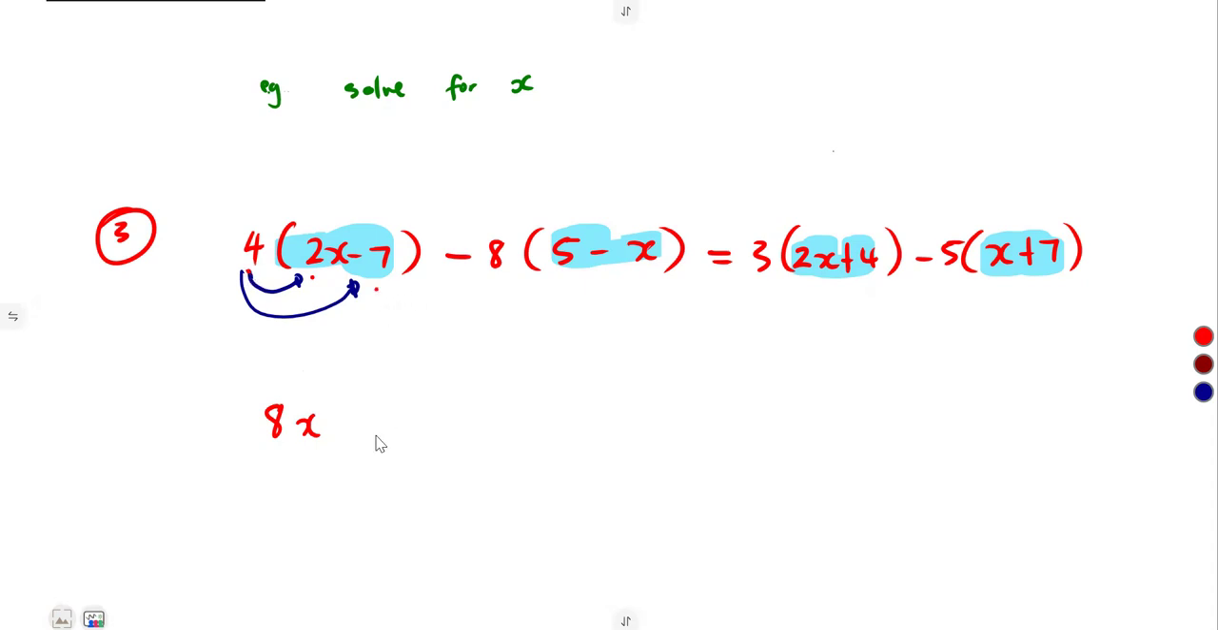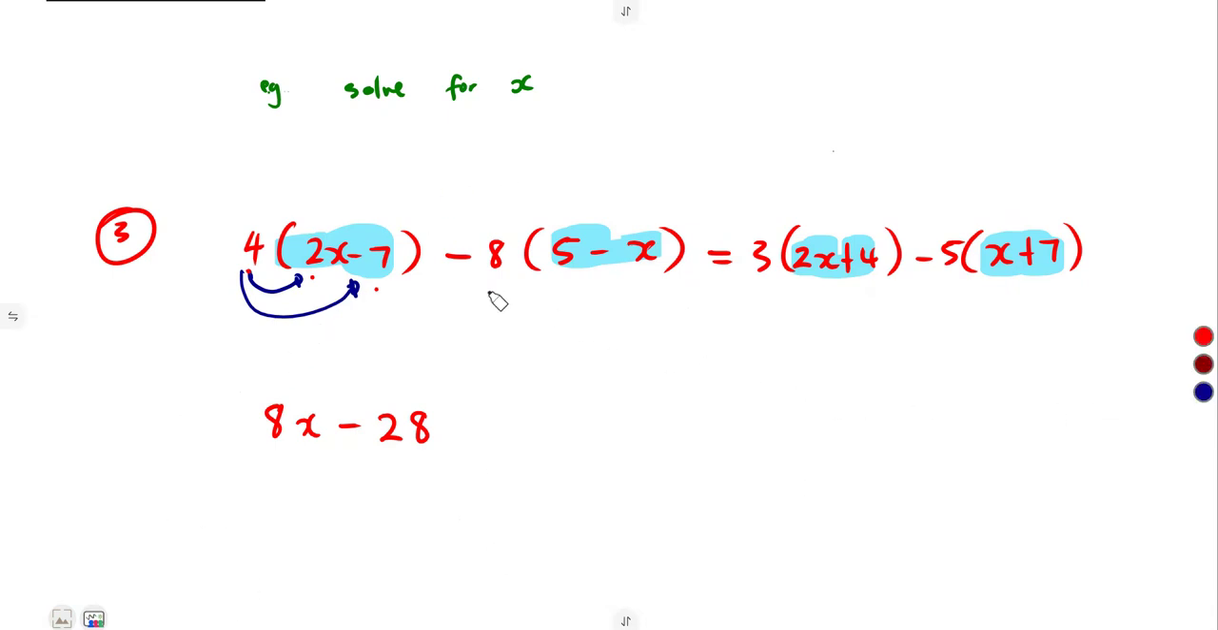4 times negative 7, that is negative 28. And guys, we are dealing with an equation. Already there is an equal sign there. So you don't say that because I'm working out a certain question, I'm going to put an equal sign. No, no, no. Already there is an equal sign. So you do not put any equal, just work out as it is, all right?